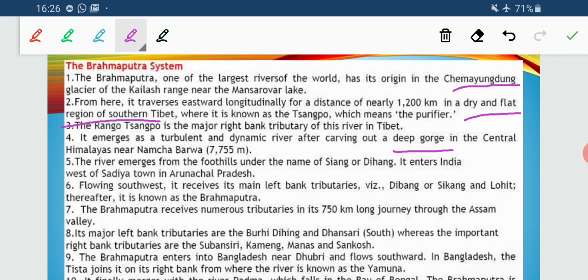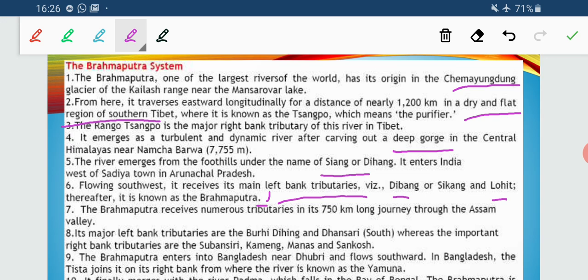So they make a deep gorge over there, and then it is named as Dihang or Siang, and then it enters India west of Sadia town in Arunachal Pradesh. Flowing southwest, first it moves southwest, then it receives its left bank tributaries. Now what are its left bank tributaries? Dibang, also known as Sikyang, and Lohit are the southwest tributaries. When it is entering Assam, then it is named as Brahmaputra.